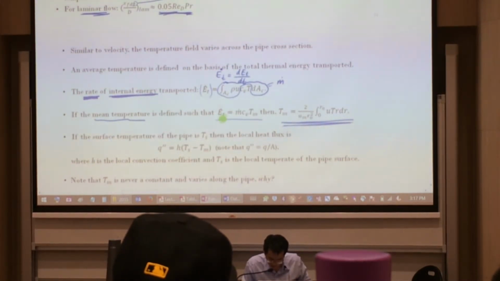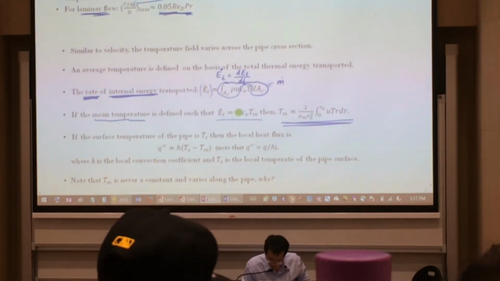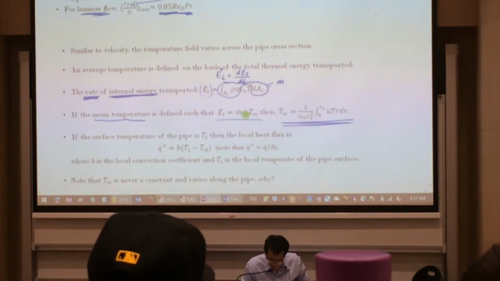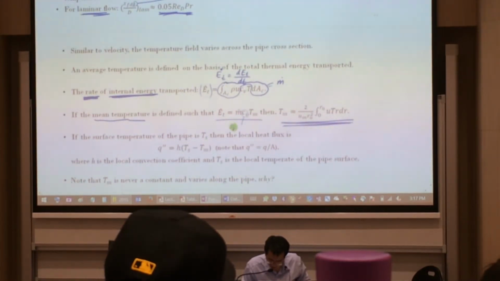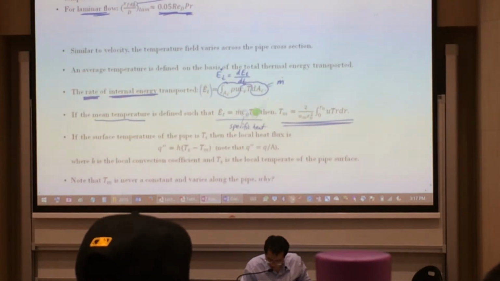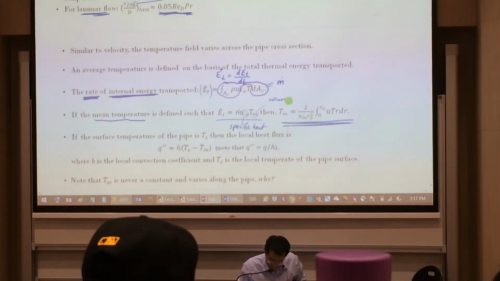This expression says that the rate of internal energy transported is equal to mass flow rate multiplied by the specific heat. So this one is your specific heat. And multiplied by your Tm here, where m here refers to the mean or your average temperature, just like for your average velocity.